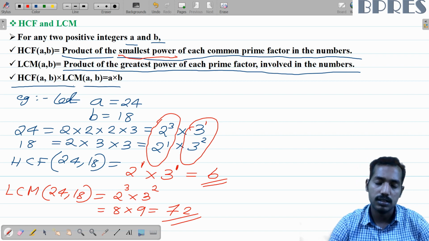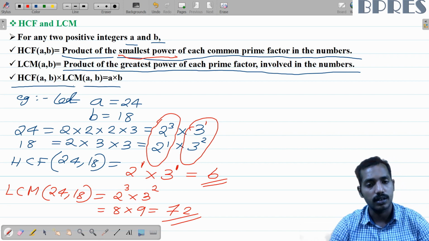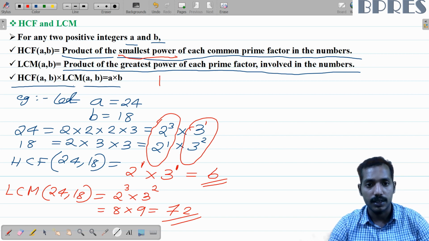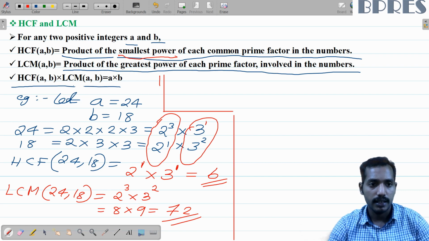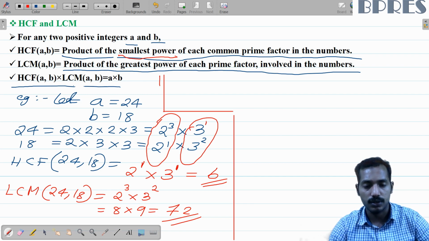It is not necessary to follow this method only. You can also use any method, unless it is asked to find by using a particular method. Next, we can verify this relation, that LCM into HCF is equal to the product of the two numbers.